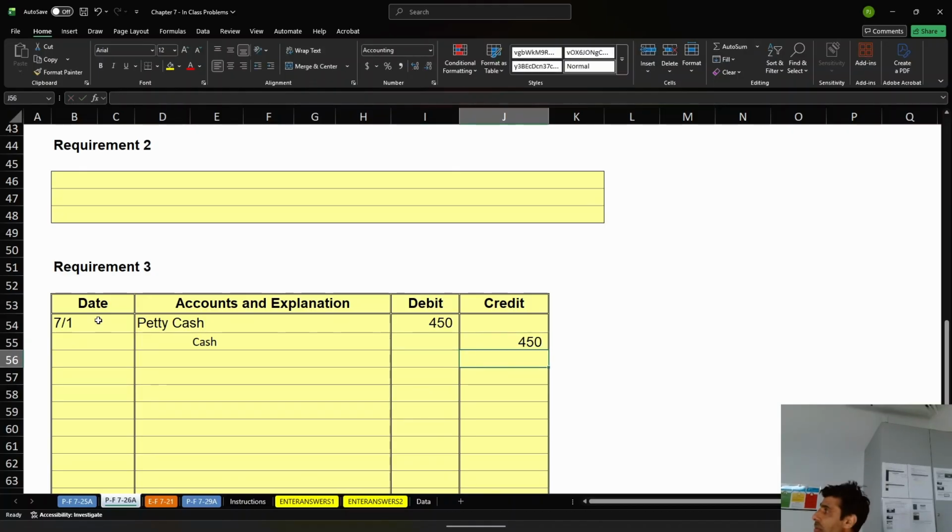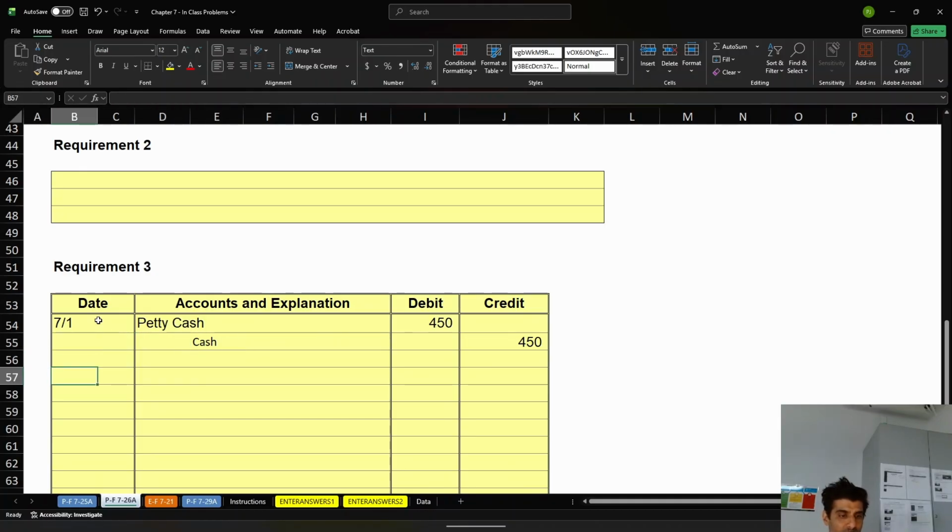Now what we've done is we went to the ATM, we took $450 out of our bank account, and now we have it sitting somewhere in our office. So our total cash is unchanged. We've just moved it from one cash account, which is our bank account cash, to physical cash, but the total cash globally is unchanged.